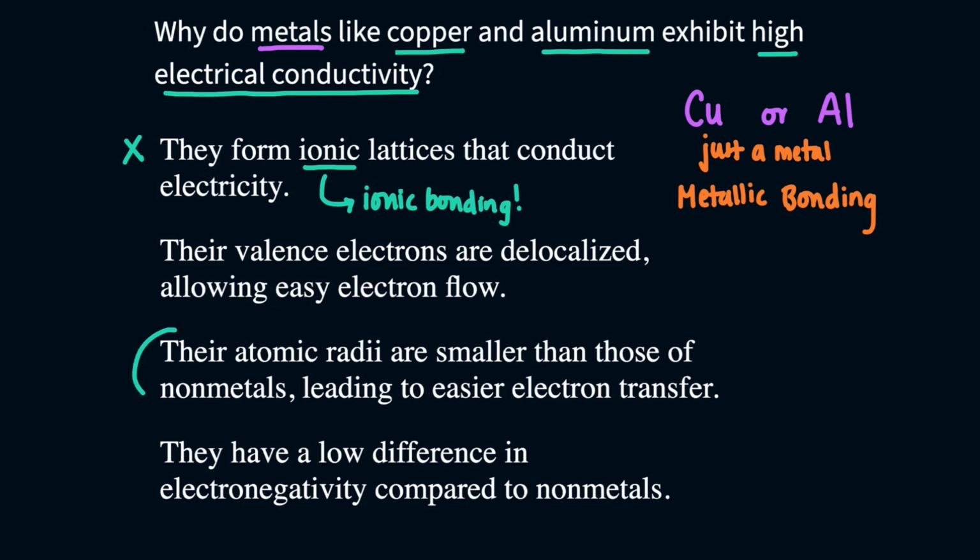Now, for this one, it says that their atomic radii are smaller than those of nonmetals, leading to easier electron transfer. By definition, if you are transferring electrons, that is also ionic bonding. So we can't be having any of that. Transfer of electrons is ionic bonding, not the type of bonding that's just in copper or just in aluminum. So this is X'd off as well. Now we're down to B or C.